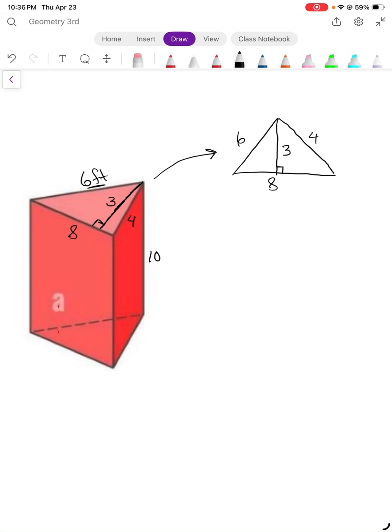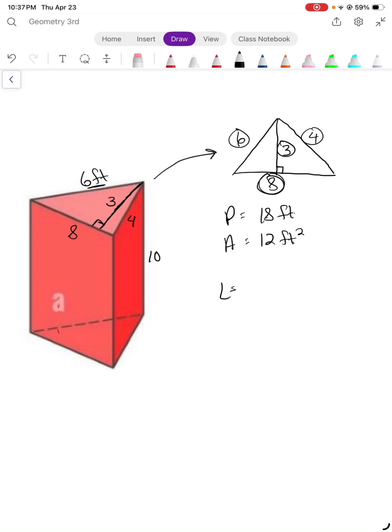So first thing we're going to do is find the perimeter and the area of the base. To find the perimeter of the base, you simply add up the sides. That's going to be 18 feet. That's the distance around. If you don't remember, the area of a triangle is 1/2 times base times height, which will actually be 12 square feet. Now, to find lateral area, surface area, and volume, we've done all the hard work.